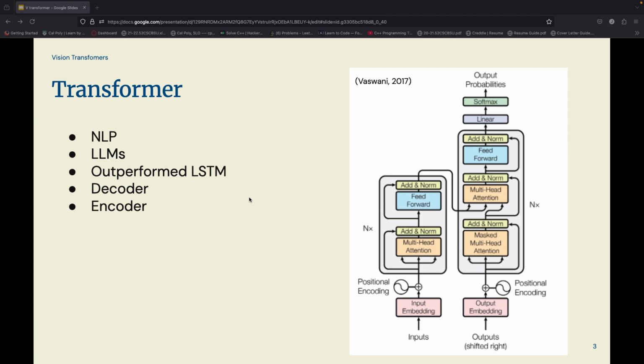Transformers were first presented in the paper Attention is All You Need by a group of researchers at Google, and they were able to show that in NLP, transformers outperform the past dominant architecture of recurrent neural networks, or more specifically, long short-term memory networks (LSTMs), because of the transformers' attention mechanism.